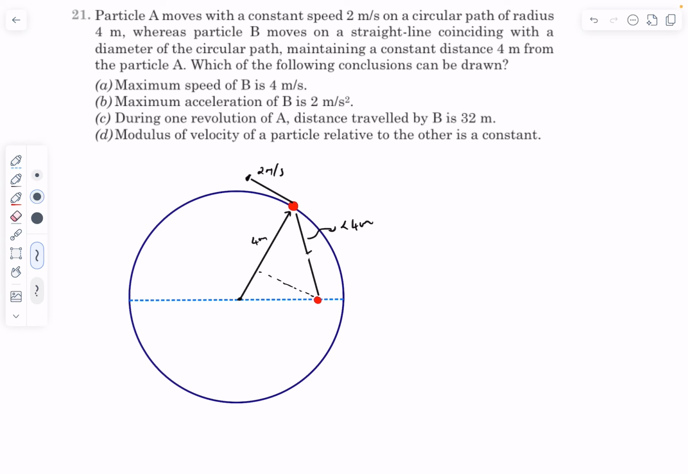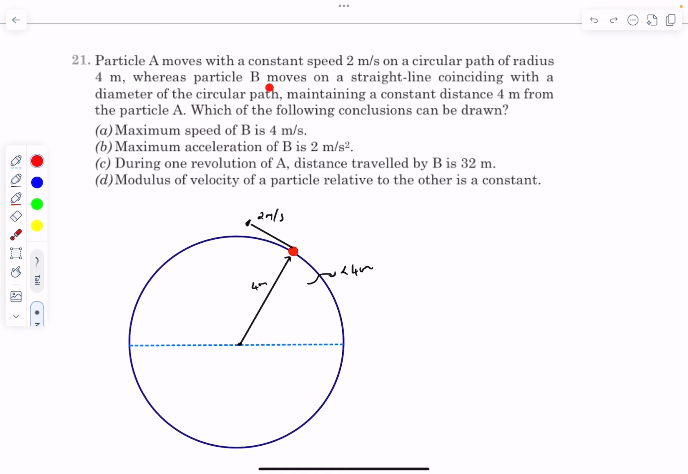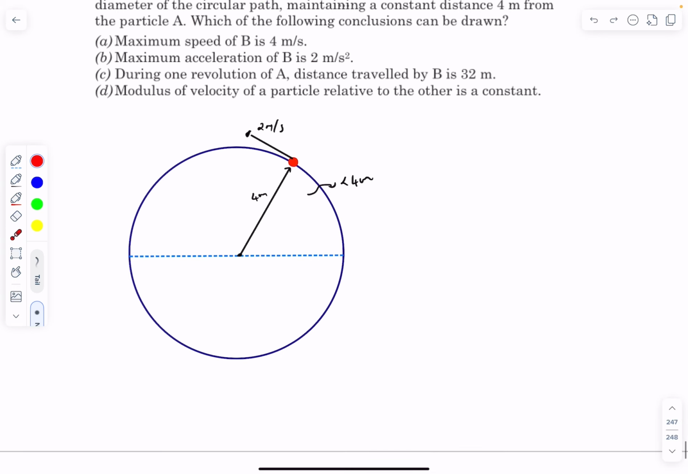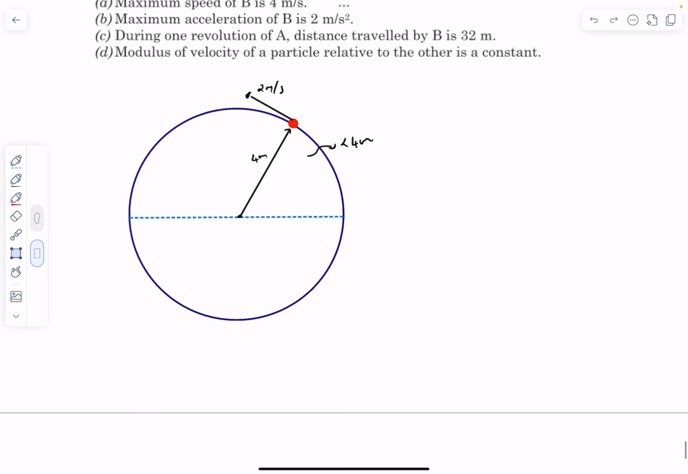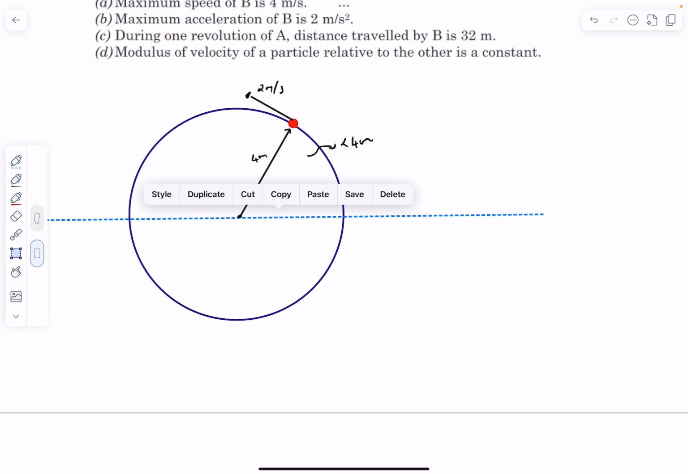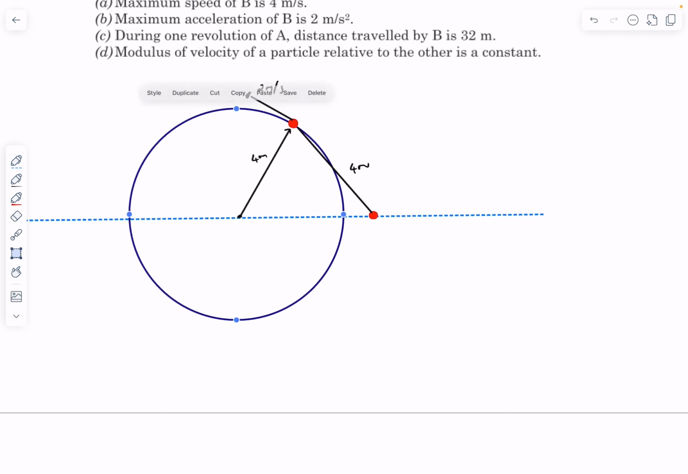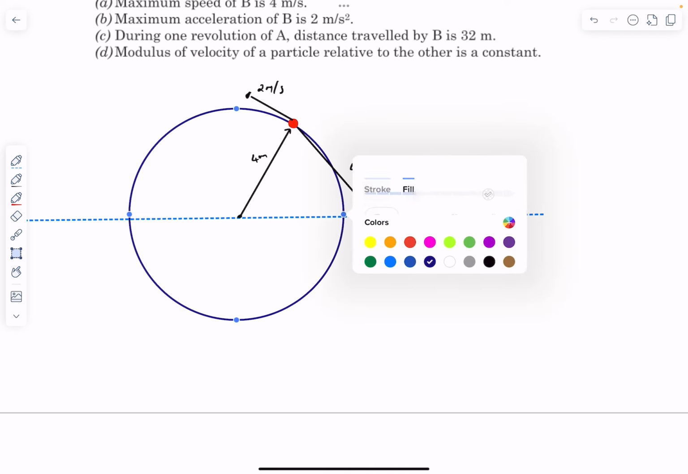So actually what's happening is, if you read the question once again, it says the particle moves on a straight line that coincides with the diameter of the circular path. They didn't say it moves along the circular diameter. So basically, let's elongate this line a bit. Particle B is actually somewhere over here, such that if you join the two particles, the length is going to be 4 meters. So this is how the diagram looks. Now I'm going to hide the circle with some dotted lines.